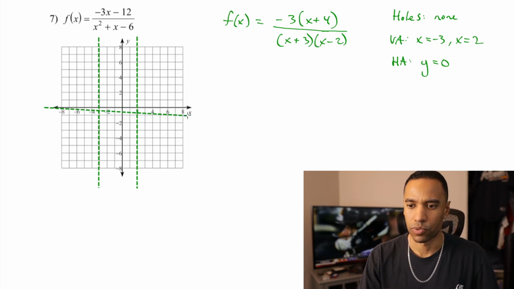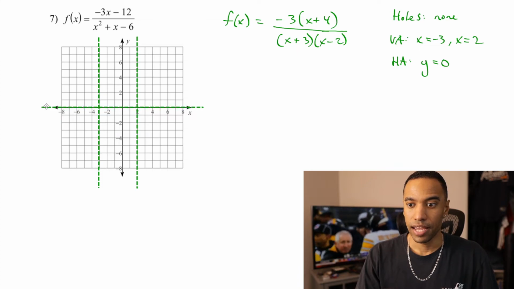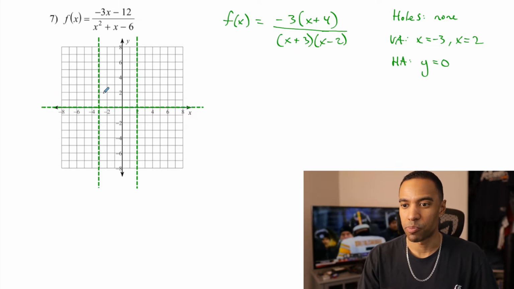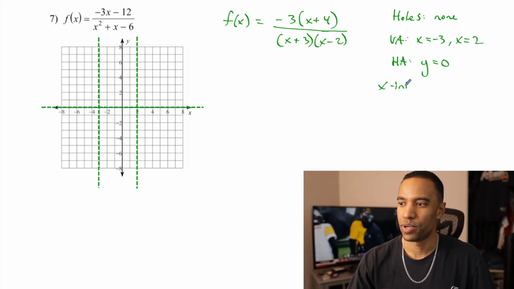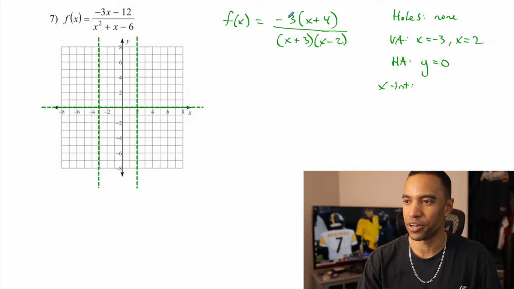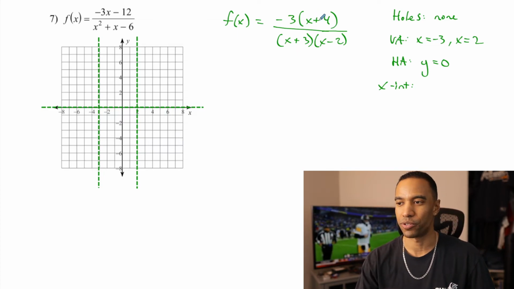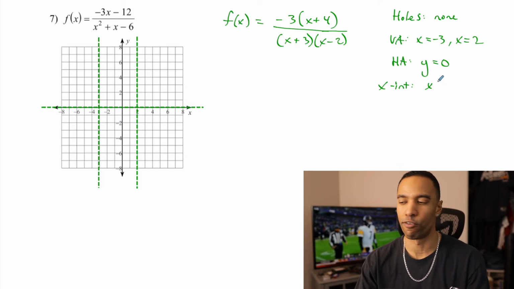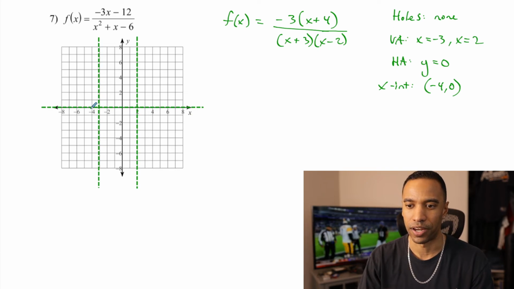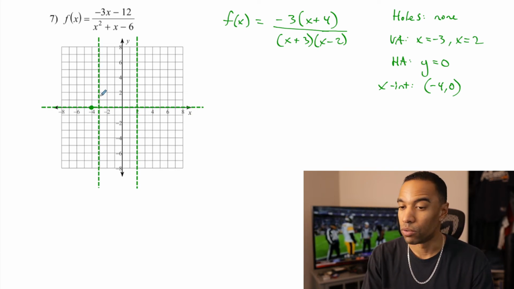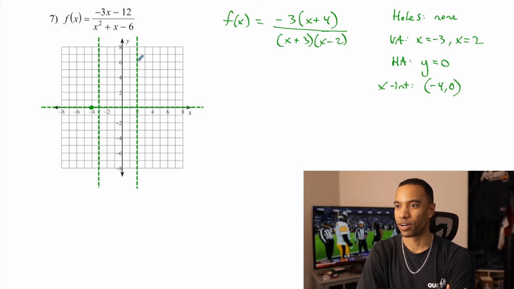So it's going to be going across right here. That's not to say there aren't x-intercepts. It's still possible to have them, especially in middle behavior, such as, here we go, an x-intercept. You can indeed set that numerator equal to 0. If -3 times x plus 4 equals 0, then x plus 4 equals 0, and then x equals -4. So (-4, 0) is your x-intercept.